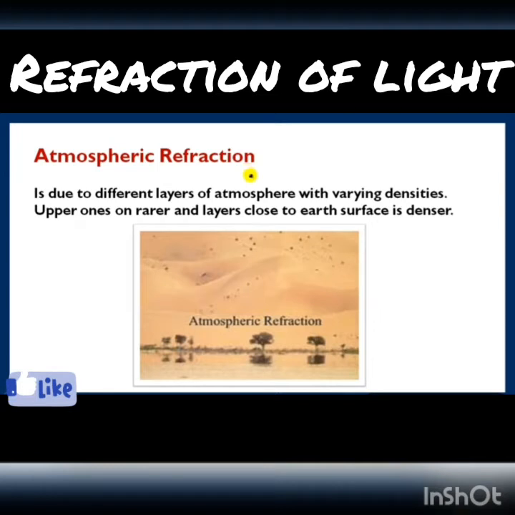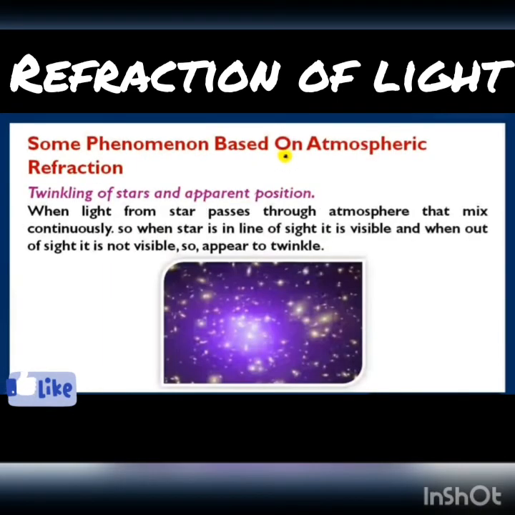Atmospheric refraction is due to different layers of atmosphere with varying densities. The upper layers are rarer and the layers closer to Earth's surface are denser. Due to these varying densities, atmospheric refraction occurs. Some phenomena based on atmospheric refraction: twinkling of stars and apparent position.